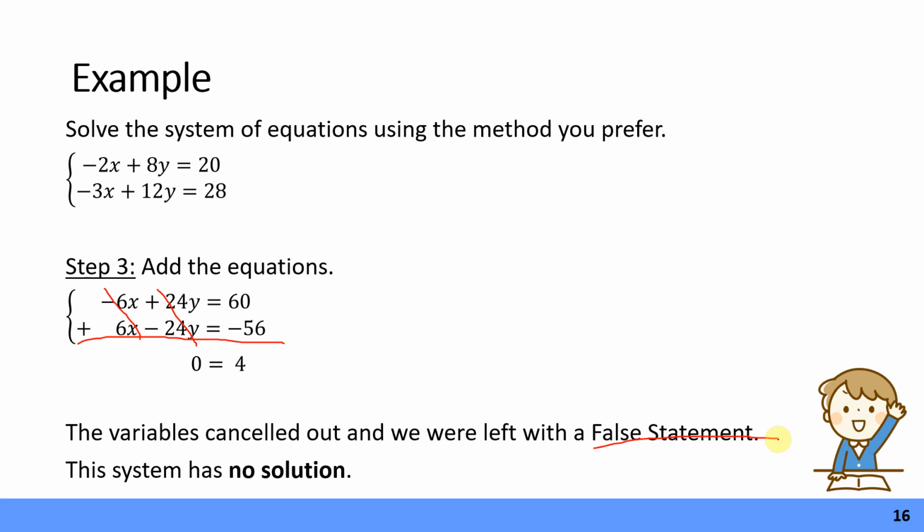If you would have graphed this one, you would have noticed that both of those lines are parallel. So they would never intersect, meaning that they would have no solution. So in general, for any of these problems, just remember if you end up with a true statement, you have infinitely many solutions. If you end up with a false statement, you have no solution. And just as a reminder, feel free to use whatever method works for you.